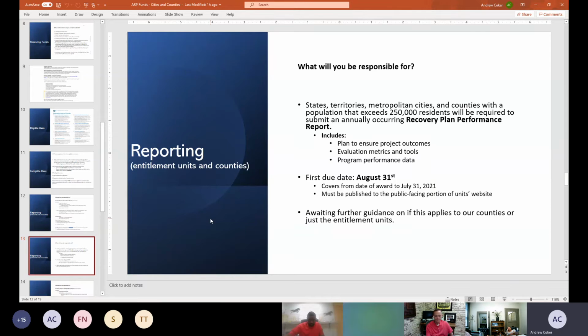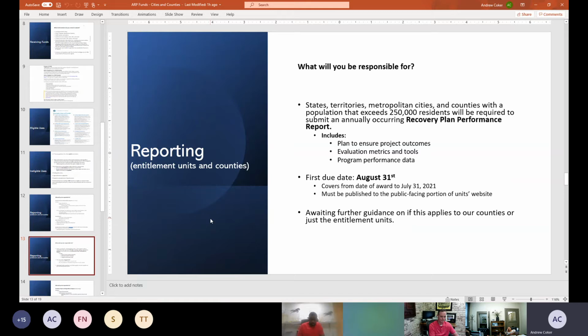This is going to basically be an evaluation toolkit. So basically ensuring you have a plan to ensure your project outcomes, making sure that you have evaluation metrics and tools ready for you, as well as program performance data. So what they're looking for here is just an assurance that the project outcomes have been considered and you have considered exactly how you plan for your projects to meet these outcomes.